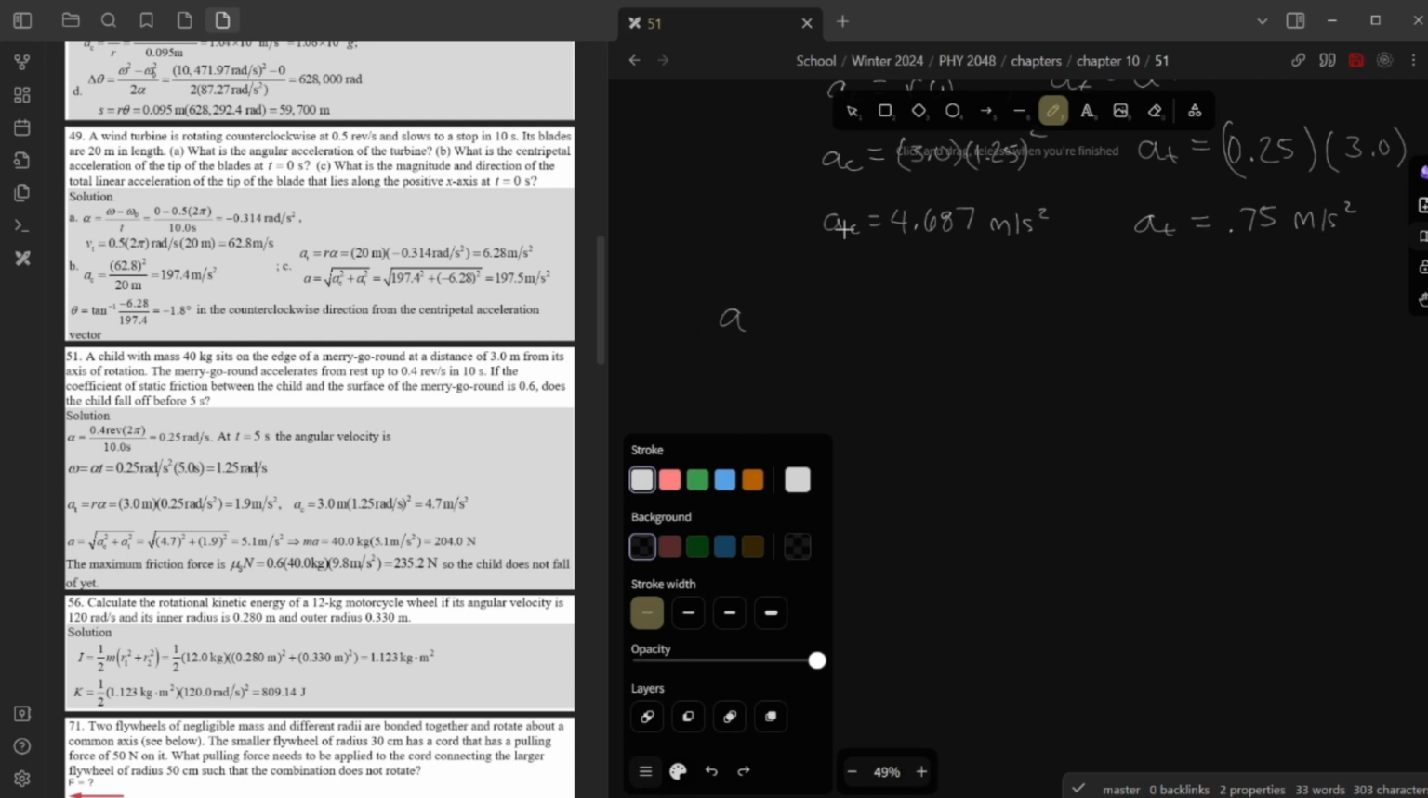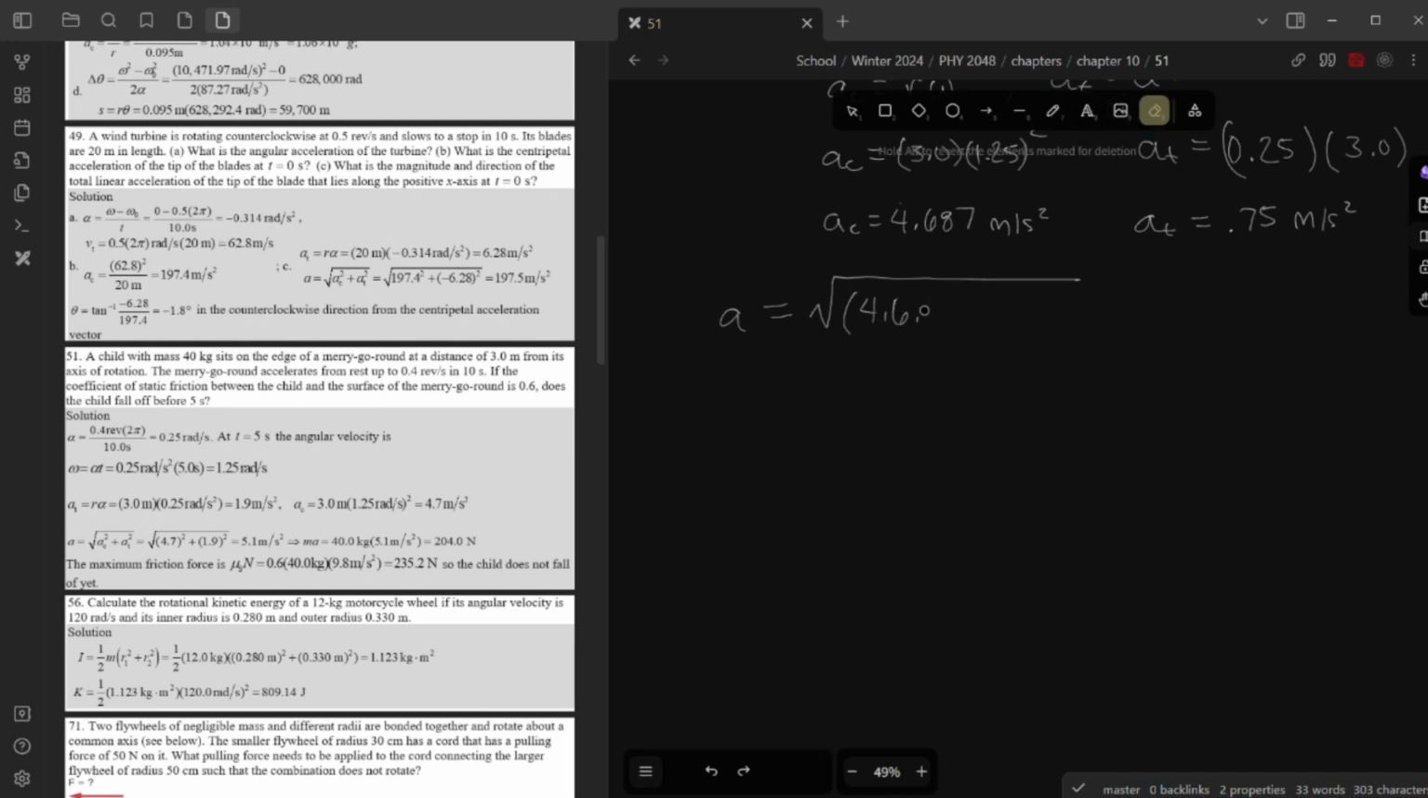So we have a sub c and a sub t. You can think of a sub c as your y component, and a sub t as your x component. So using the Pythagorean theorem, we can find the total magnitude and the direction. Actually, we don't need the direction, we just need the magnitude. So let's go ahead and plug our values in.